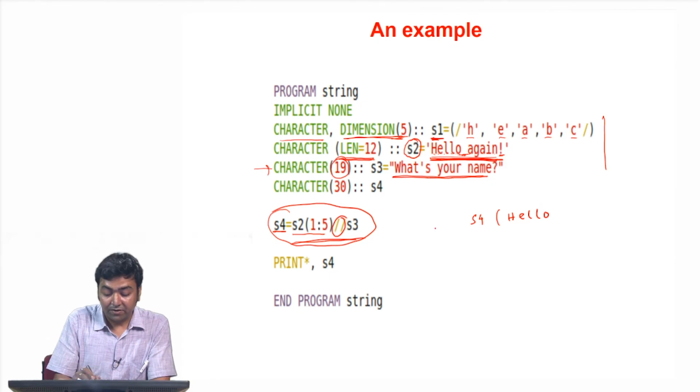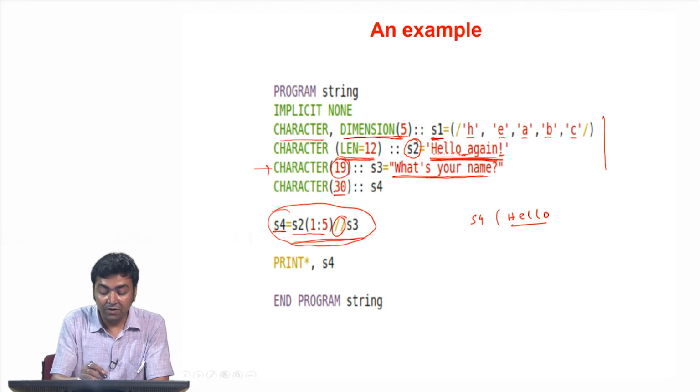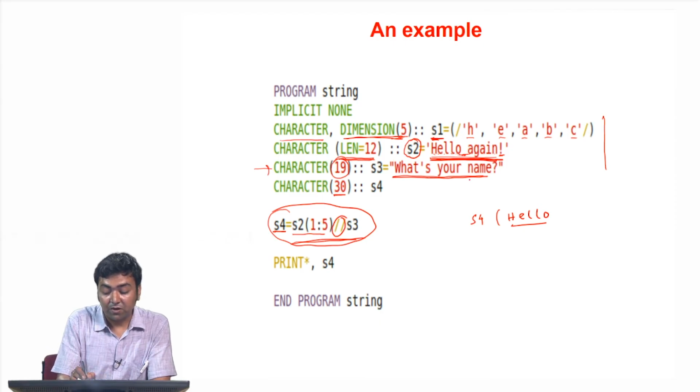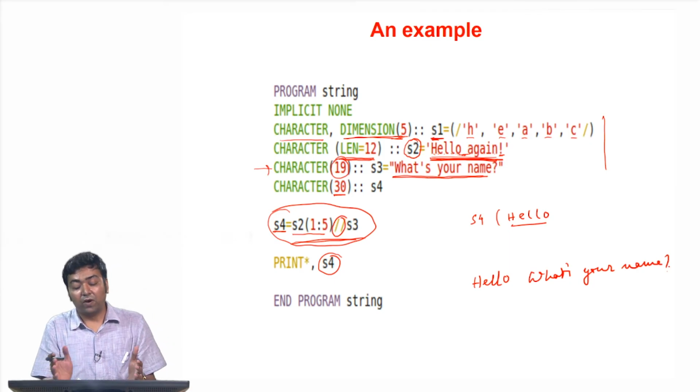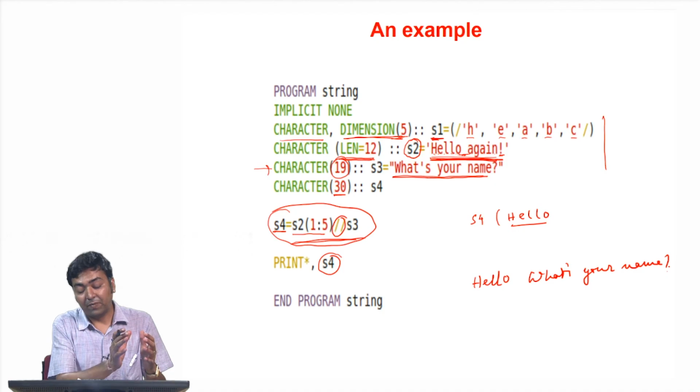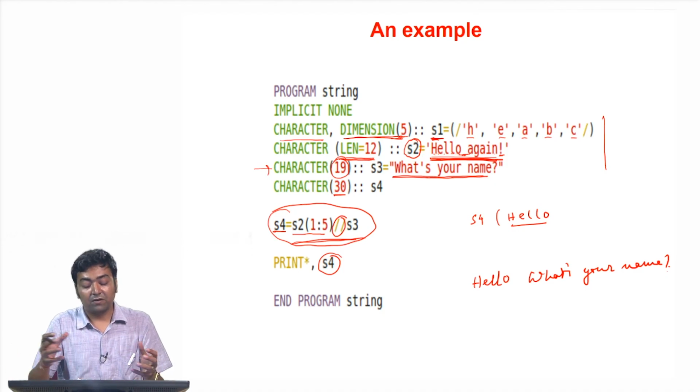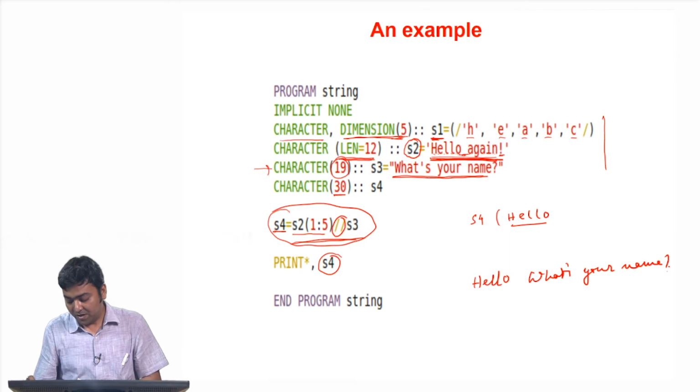So, I have here 5 elements, and my array S4 can store 30 elements. The remaining 25 elements will be used to store this thing. If you print out the S4 statement, what you will find is something like this: hello, what's your name? So, this is how one can take a part of one array, another part of a second array, and connect them together to form a new array.